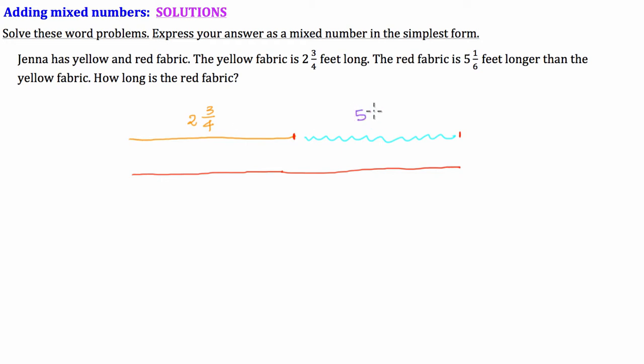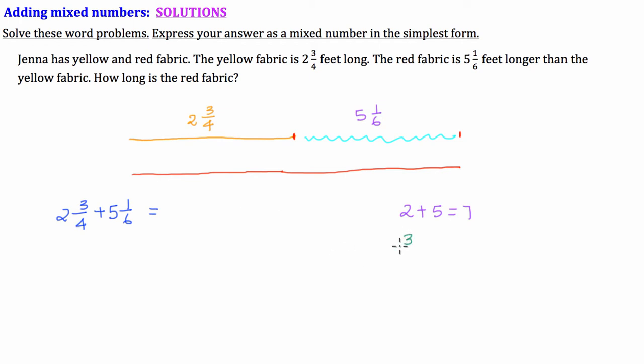To find how long the red fabric is, we will have to add 2 and 3/4, which is the yellow fabric, plus 5 and 1/6. So let me write that down. 2 and 3/4 plus 5 and 1/6. And to add these two mixed numbers, let's first add the wholes. So 2 plus 5 equals 7.